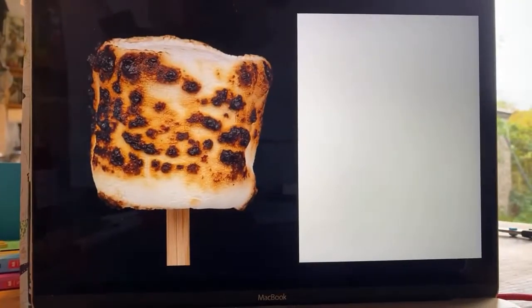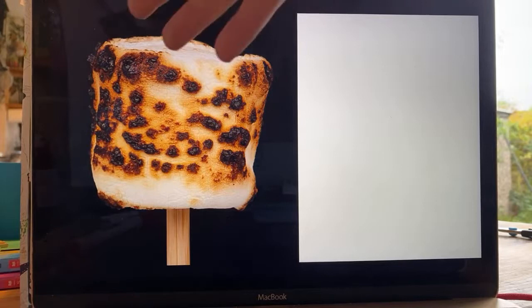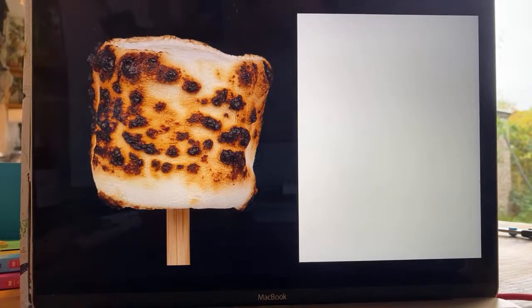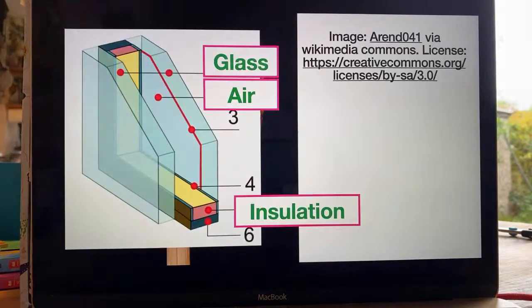Another example, it has been bonfire night quite recently, if you're watching live, so you might have toasted a marshmallow. You'll have noticed that the outside of the marshmallow gets crispy really quickly, but the inside of the marshmallow is still pretty cold. That's because marshmallow's got a lot of air in it, yeah? So again, insulating the inside, very annoying.